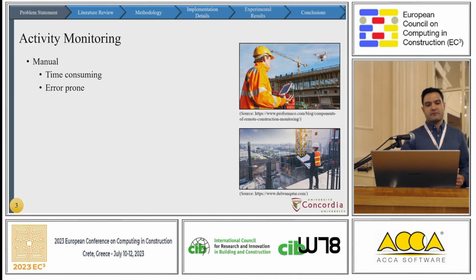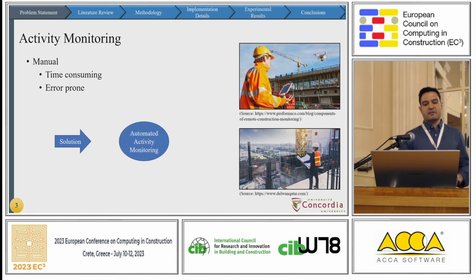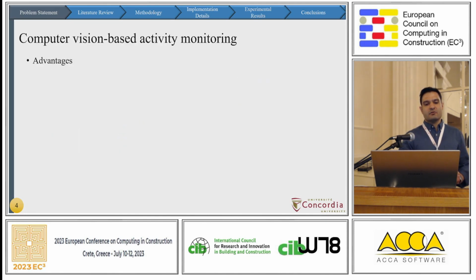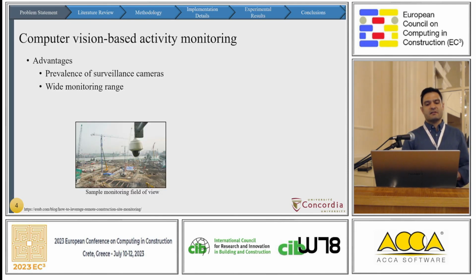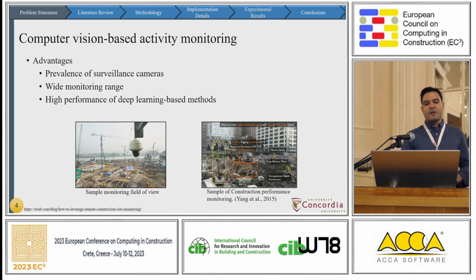However, manual supervision is time-consuming and error-prone, especially on large construction sites. So over the years, many automated methods have been developed, and most of them are vision-based because of advantages like the prevalence of surveillance cameras on most construction sites. Surveillance cameras are usually installed at high altitudes and can provide a wide monitoring range, and by using methods developed in the field of computer vision, many high-performing methods have been developed in the construction domain as well.